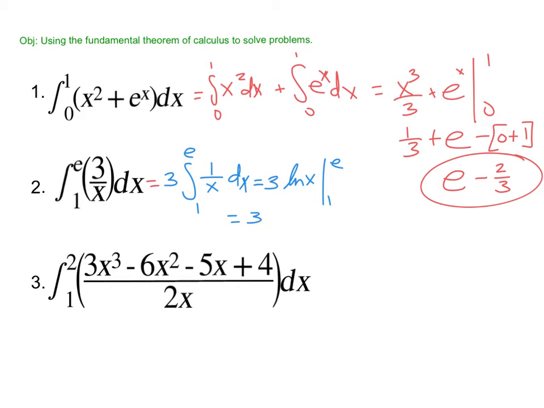So 3 times ln of e. Ln of e is 1, so 3 minus 3 times 0, right? Ln of 1 is 0, so we get 3 as our final answer.